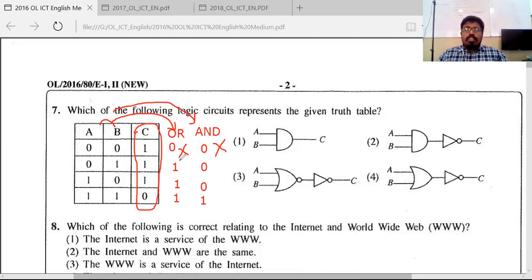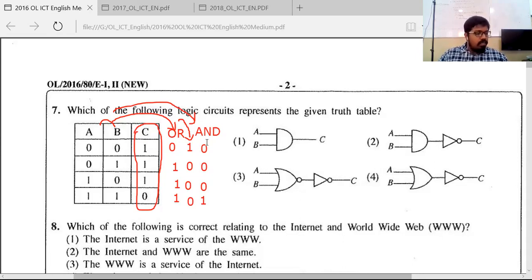So what to do is, you have to take the complement, right? When I take the complement of the OR gate, it will be 1, 0, 0, 0. So the complement of the OR gate will be the NOR gate. That is also not matching, so that's wrong. Now I will take the complement of the AND gate. The AND gate complement will be NAND, right?